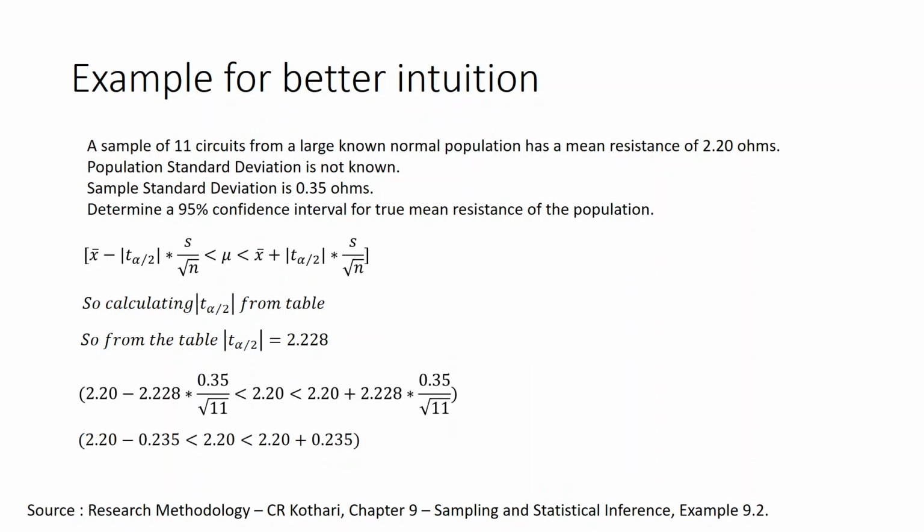So 2.20 minus 0.235 is less than 2.20, which is also less than 2.20 plus 0.235. So 0.235 is basically my margin of error. All right, so that is my problem, and therefore the confidence interval that we have lies from 1.965 to 2.435. Whatever lies below the lower limit is going to get rejected, and whatever lies above the upper limit is also rejected. So basically it is stating that under the verdict of the 95% confidence interval, the true mean resistance of the population lies between 1.965 and 2.435.